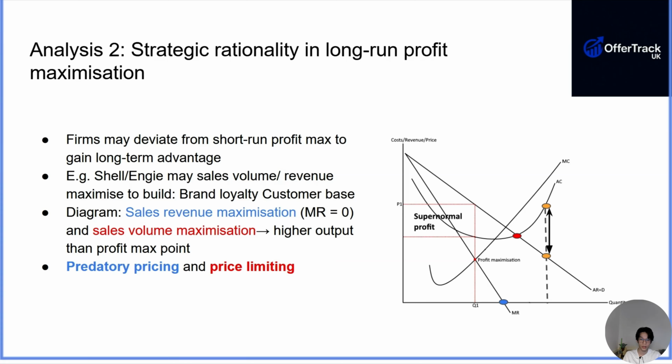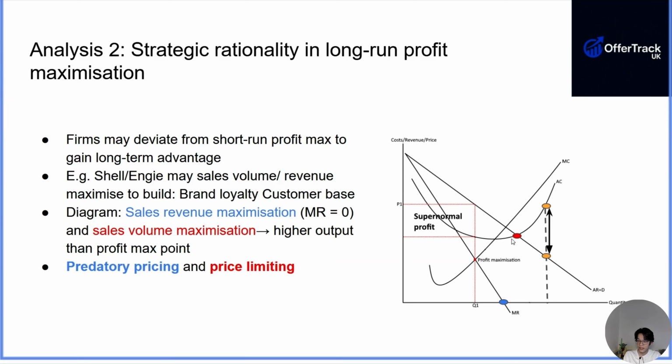When they enter a new or developing market, like off-grid solar in rural Africa, they might aim to maximize their sales volume instead of profits. Why, you may ask? Because they want to build market share, gain consumer loyalty, and maybe even establish a dominant position. This is called price limiting, which makes firms' new entry into the market unprofitable.